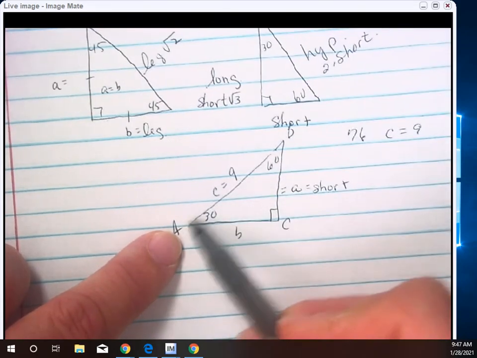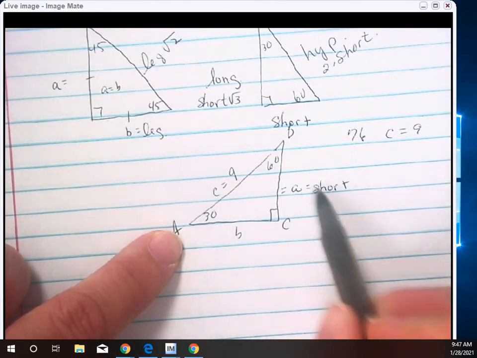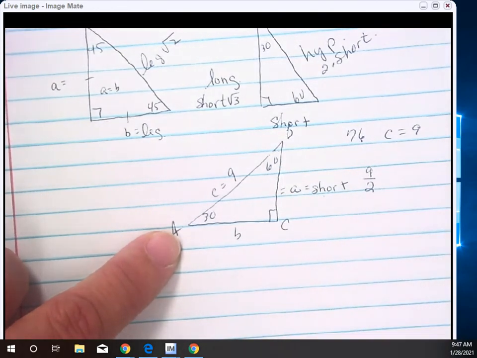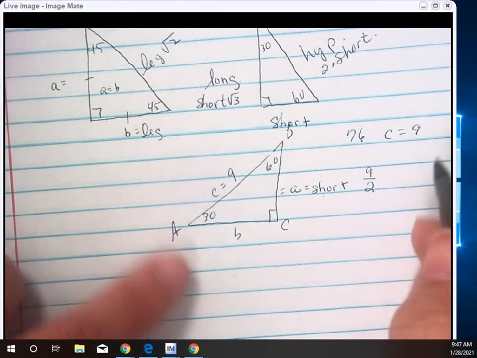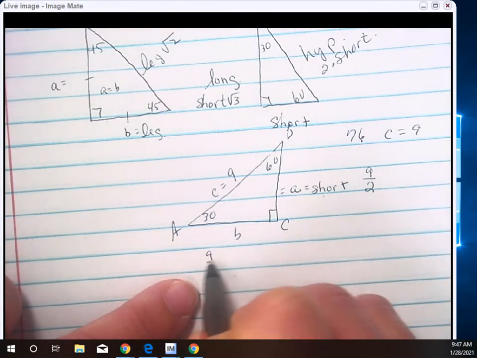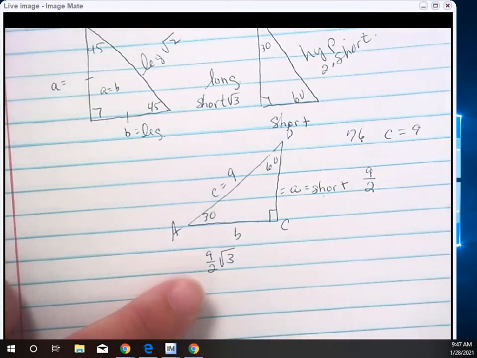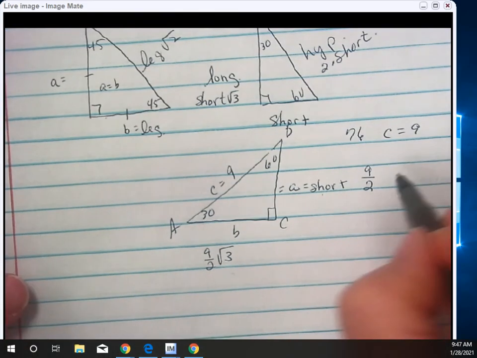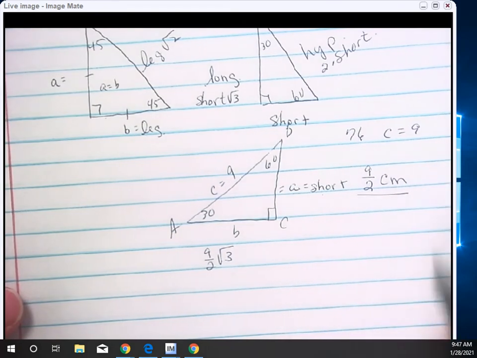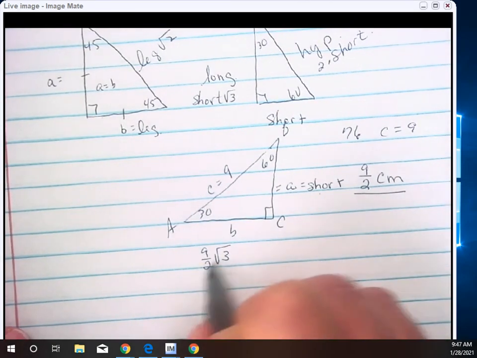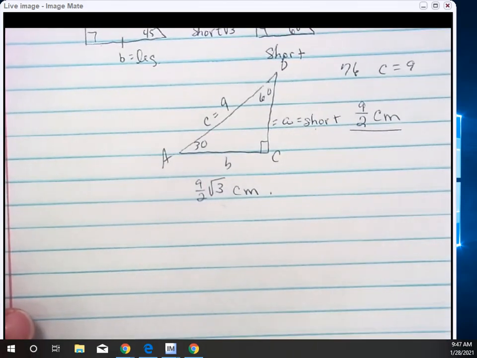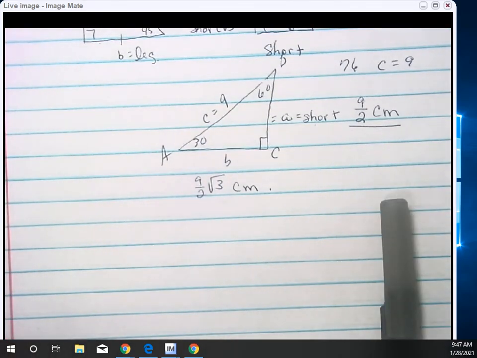So I know that 30 is my capital A, so my lowercase a is the short side. And I know the hypotenuse, which is 9, is double the short side. So to get my short side, I would just divide 9 by 2. And then to get the b value, I've got my short side times the square root of 3. And in 76, they are talking about centimeters. So 9 over 2 centimeters, 9 over 2 times radical 3 centimeters, and you're done. A lot faster if you know those shortcut rules. Good luck.